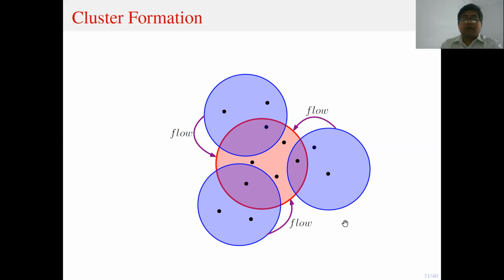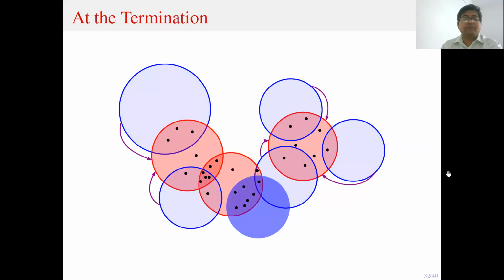But note that here, even if a point is not inside the red heavy ball, I might end up assigning it to the red heavy ball, and that's why we need the expansion of the balls. However, I need to make sure that we expand the balls by at most a constant factor. So at the termination, for each light ball, either it is selected in the solution, or otherwise its flow is absorbed by a heavy ball, which means it joins the cluster of the heavy ball.